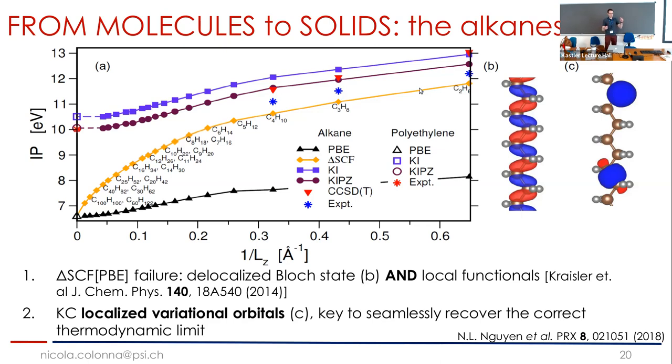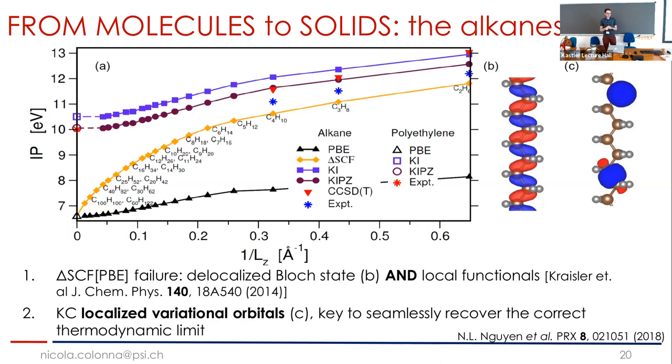Then we look at delta SCF. So you really do two SCF calculations, one for the system with N electrons and one for the system with N minus one electron. And this is well known. It's quite good for small molecules, but it goes back to the PBE HOMO when you approach the thermodynamic limit. The reason for this failure is a combination of two facts. The first is that you're using a local functional. And the second is that you are removing your electron from a Bloch state or canonical state that becomes more and more delocalized as you approach the thermodynamic limit.